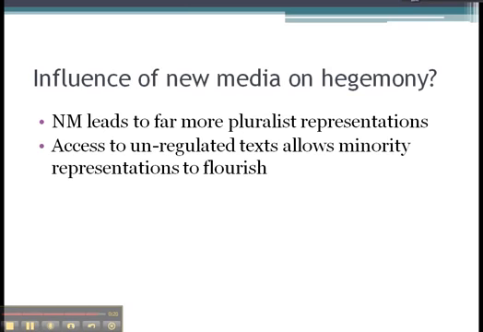And finally, we left on the idea about the influence of new media, which tends to lead to more pluralist representations, as there's much greater access to unregulated text. Minority representations have got an opportunity now, arguably, to flourish. So there's hegemony in a nutshell.